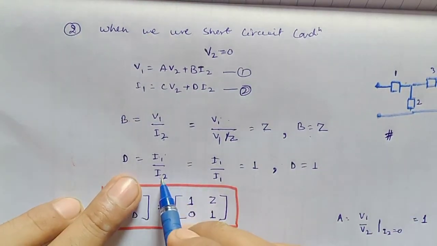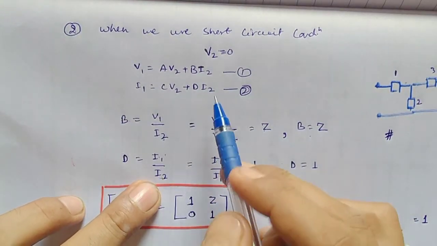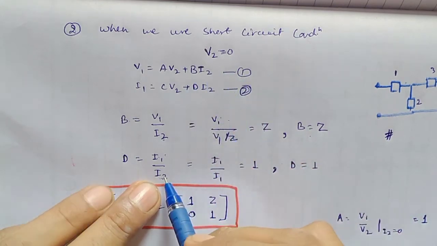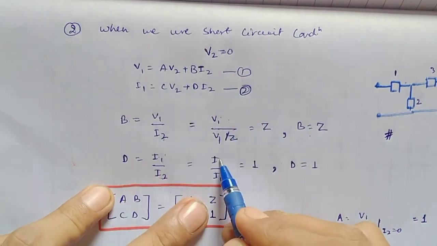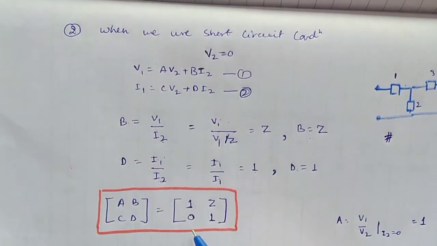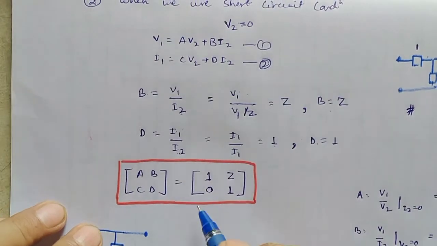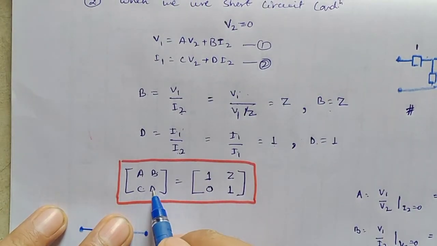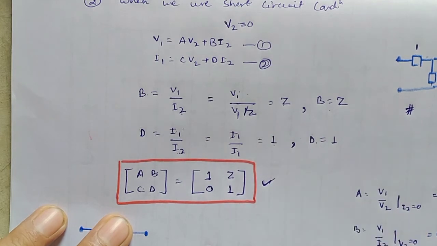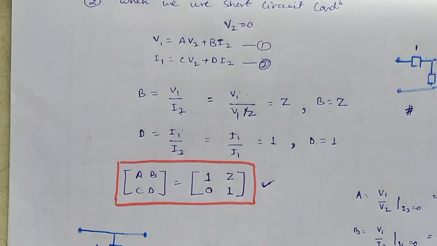Same way D is I1 by I2. When it is a short circuit, the same current will flow into the network, so I2 will be nothing but I1. So I1 by I1 is 1, so D will be 1. We got the final ABCD matrix as we defined earlier in the beginning itself: A, B, C and D, 1, Z, 0 and 1. This is called the ABCD matrix or transmission matrix for a given series impedance.